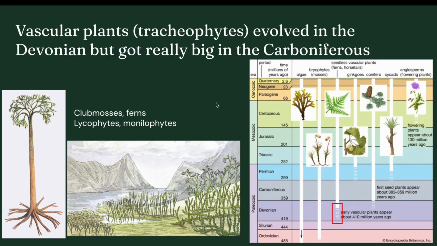So these vascular plants, or tracheophytes, first evolved in the late Devonian, but got really big in the Carboniferous. This is an image of maybe what the first vascular plants might have looked like in the Devonian. In the Carboniferous, they almost took on tree-like forms as they spanned huge forests that contributed to the high oxygen in the atmosphere during the Carboniferous and also formed those coal deposits from the Carboniferous. And we'll be talking about the seedless vascular plants in particular.